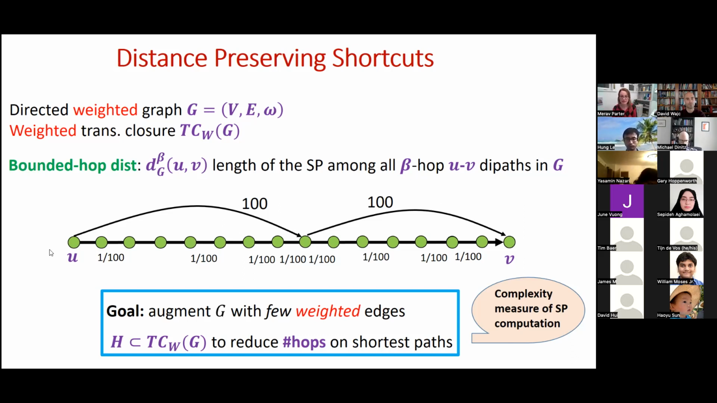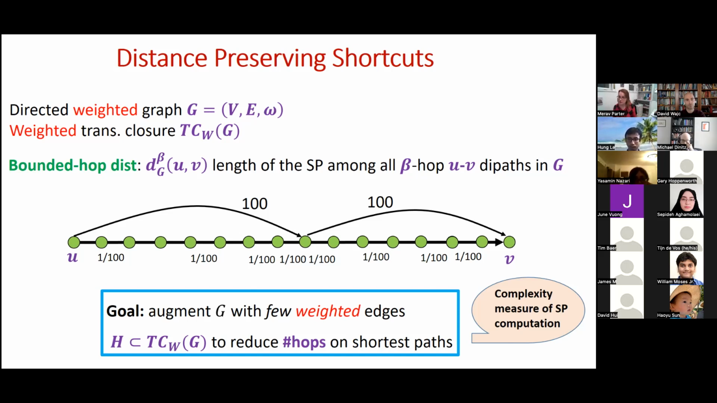So in this example, you can see that for beta being 2, the distance between U and V is 200, but in the true graph, their distance may be just 1. So many times if you restrict attention to use only few edges, the distance is very large. So what is our goal? Our goal is to augment G again with few weighted edges from the transitive closure, so that you reduce the number of hops of the shortest path.